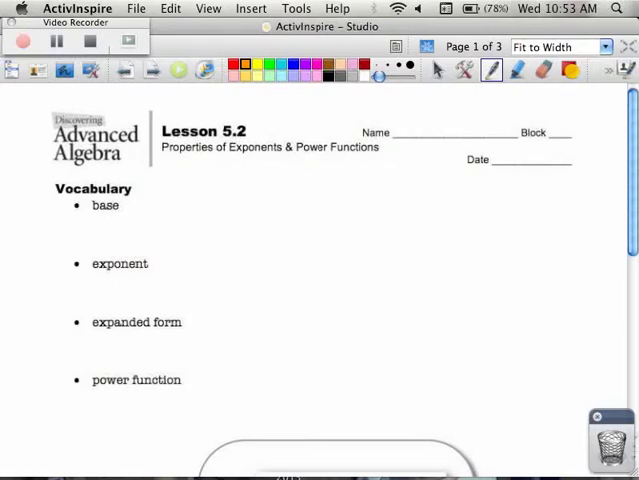So today is about bases and exponents, and I think the best thing is just to see a bunch of examples. So I'm going to talk about some vocabulary with our bases and exponents.